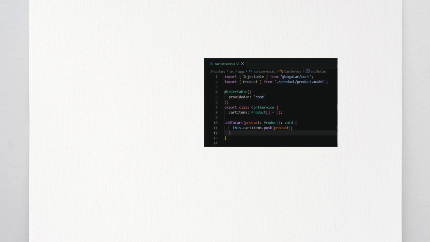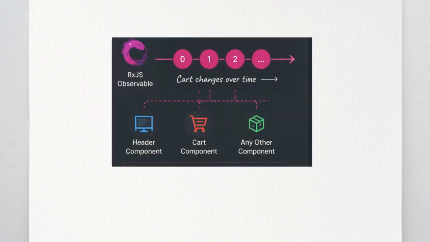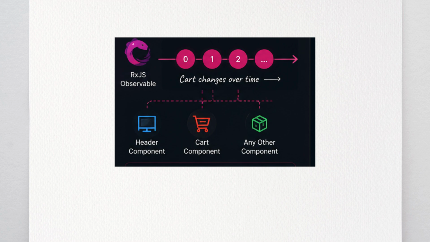That's the problem we will solve in the next video. We will take this exact same cart service and use RxJS to turn our shared cart into a reactive stream. So instead of components simply reading the state, they will be able to react automatically when the state changes. That's where RxJS starts becoming useful.